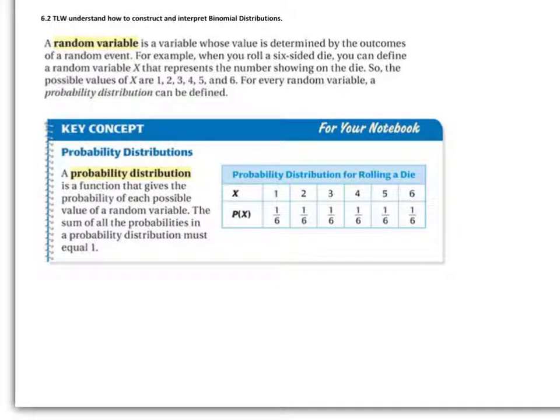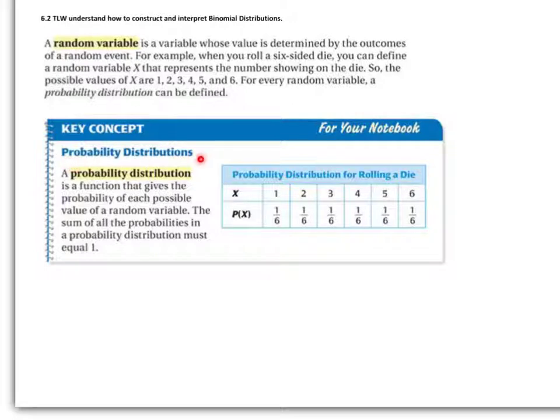Alright guys, today's goal: the learner will understand how to construct and interpret binomial distributions. A random variable is a variable whose value is determined by the outcomes of a random event. For example, when you roll a six-sided die, you can define a random variable x that represents the number showing on the die. So the possible values of x are 1, 2, 3, 4, 5, and 6. For every value, a probability distribution can be defined.